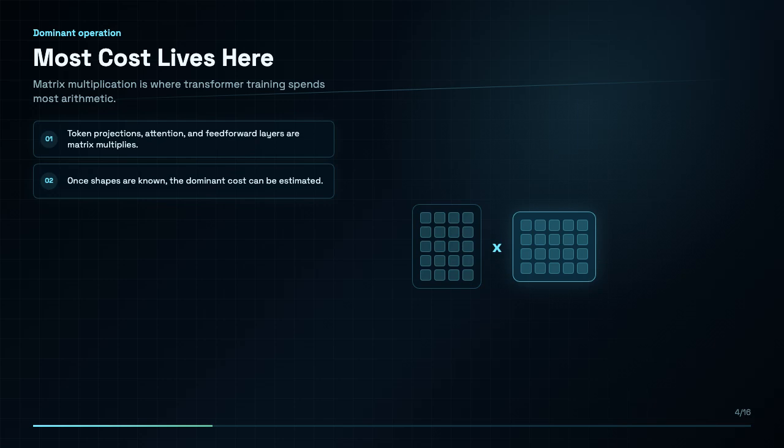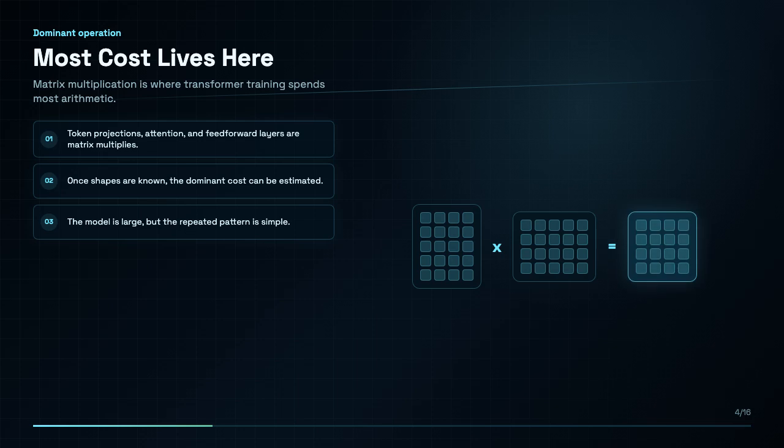In a transformer language model, nearly all computation is matrix multiplication. When tokens are projected into hidden states, that's matrix multiplication. When attention scores are computed, that's matrix multiplication. When feed-forward layers transform representations, that's matrix multiplication. Because matrix multiplication dominates, we can estimate total compute by counting the shapes of these matrix operations.